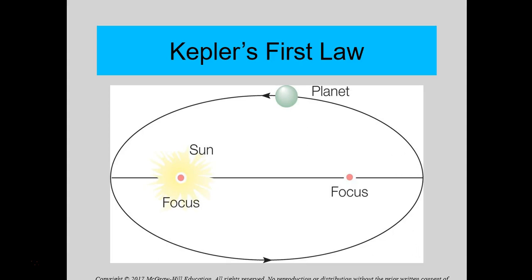Circles are still ellipses. They're just special ellipses where both foci are on top of each other. So a circle still counts and still works. But we know from observation that many of the orbits of planets are non-circular. They may be close, but they're not quite there.